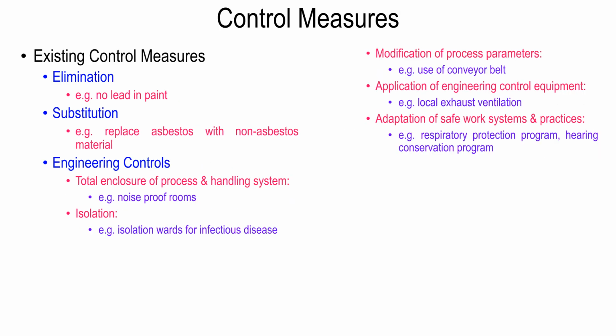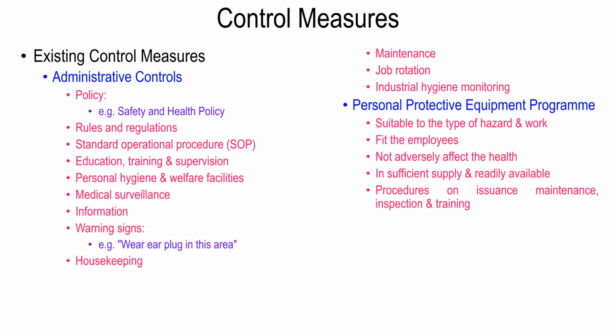Control measures include elimination, substitution, and engineering controls like total enclosure, local exhaust ventilation, and isolation. Administrative controls cover policies, training, medical surveillance, and warning signs. Personal protective equipment programs ensure PPE is suitable, fitted, and readily available with proper procedures.